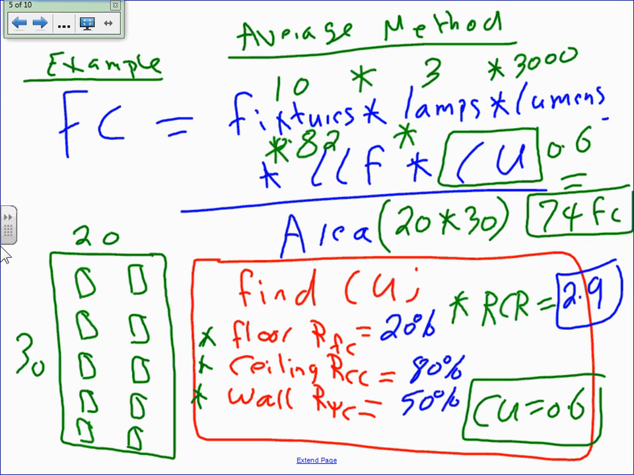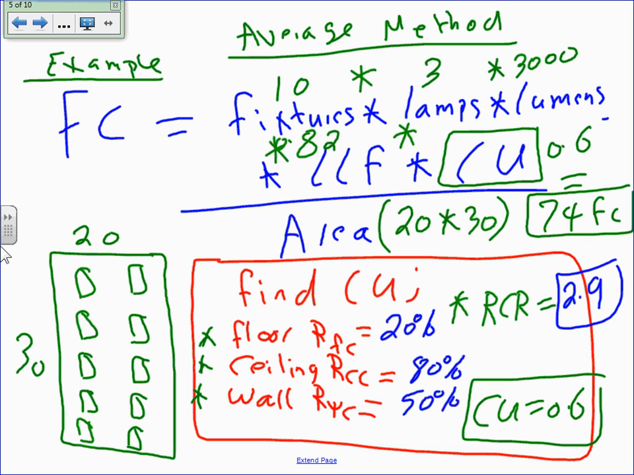Now the reason for this one, room cavity ratio, guys, take this example. I want you to wake up if you're sleeping. I'm asking you to find, this is called the average method. Let's use the average method. You guys remember the foot candle equals the fixtures, the lamps, the lumens, multiplied by light loss factor, multiplied by coefficient of utilization, divided by the area. Remember that formula? This is the average method that we used. We have used this formula before.